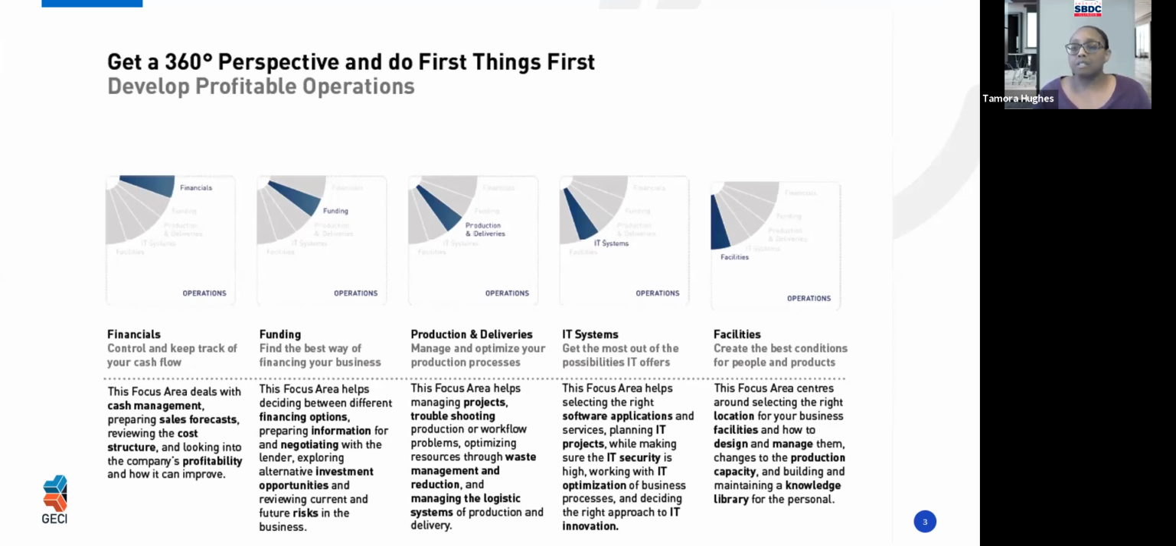And then the last piece of the pie is facilities, how you can create the best condition for people and product. And so this section talks about selecting the right location for your business, as well as your facilities, and how to design and manage them, how to deal with production capacity, as well as building and maintaining a knowledge library for your personal use.